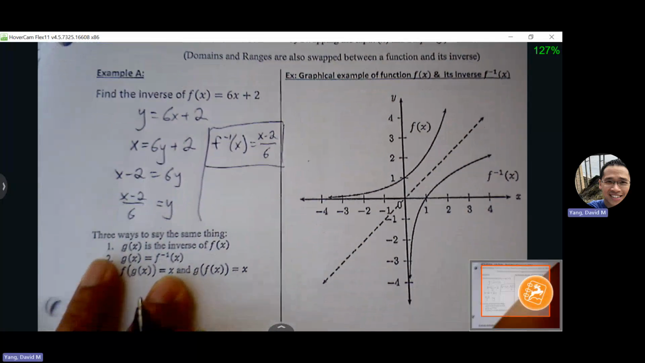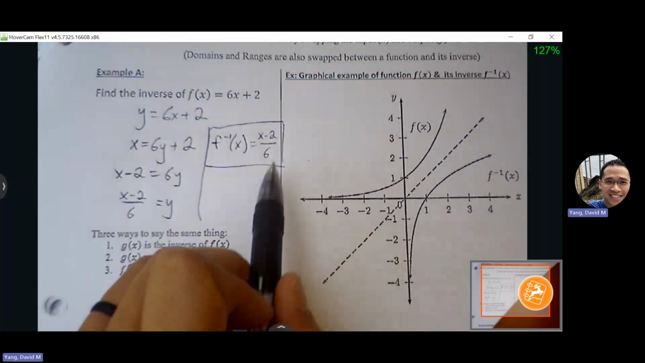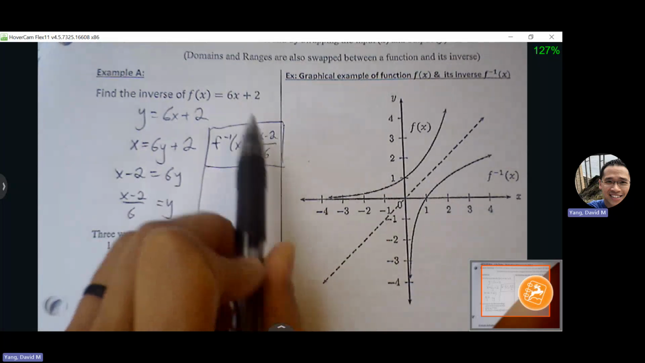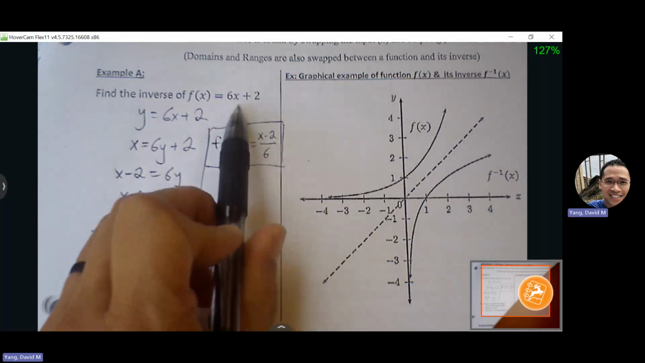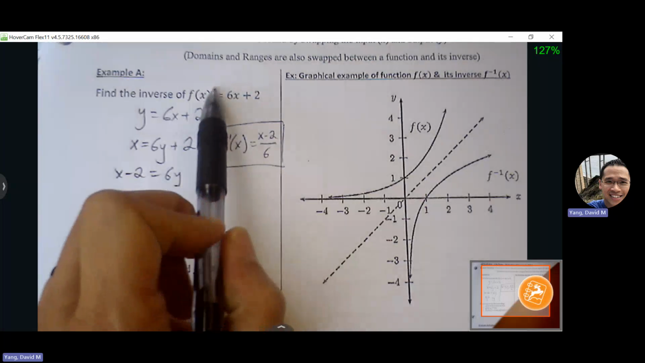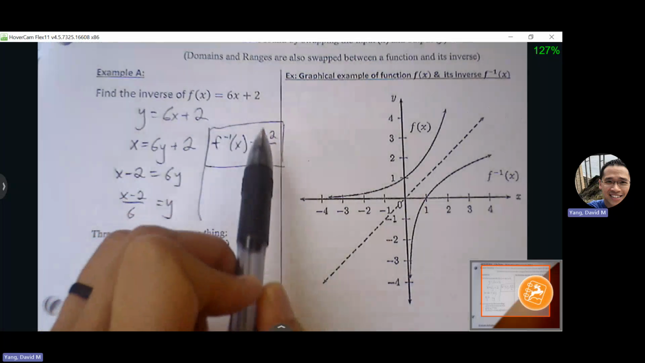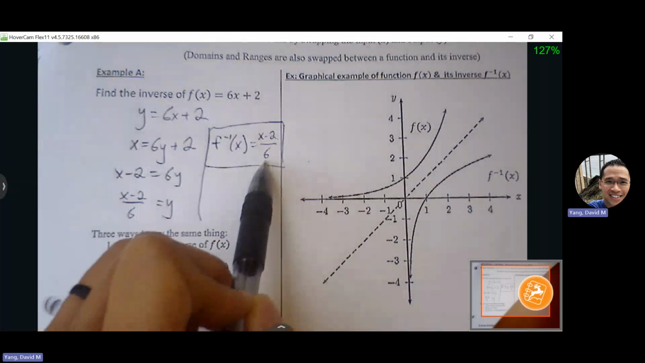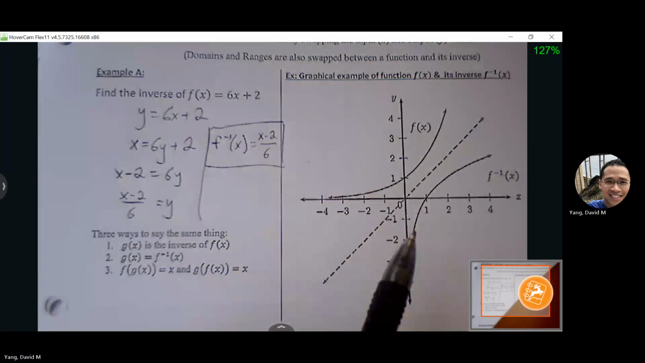So one of the properties of inverse functions is that if I were to insert the inverse function into the x of the original function, everything will cancel out except for the x. Likewise, if I were to insert the function into the inverse's x, everything will cancel out except for the x.